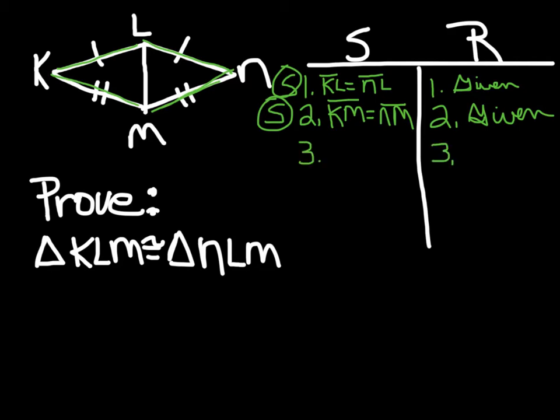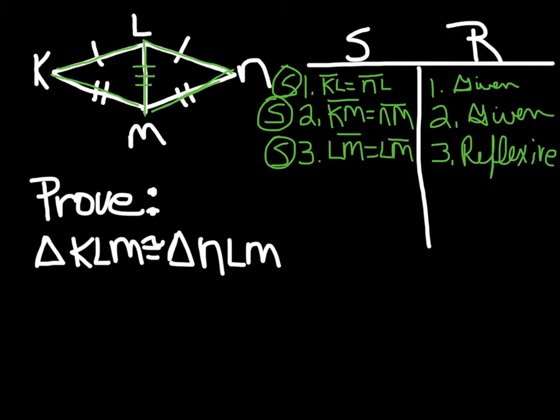Well, the third side of each triangle is side LM. And we know that LM has to be equal to LM because it is itself. So we're going to use the reflexive property. So our third step will be that LM is equal to LM. And that gives you your third side. Why can we say that? What is the reason for that? It is because of the reflexive property.